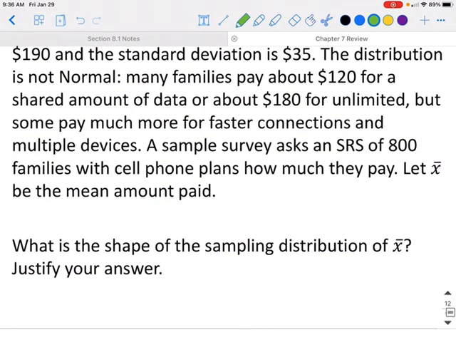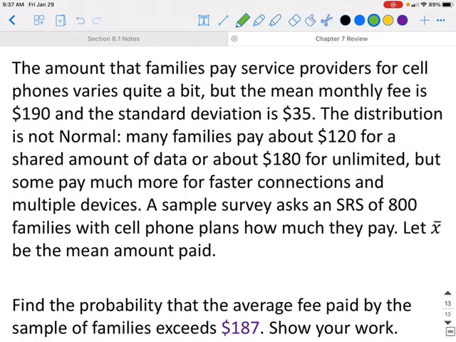What is the shape of the sampling distribution of X bar, and justify your answer? Since our sample size is well over 30, we can say that the shape of our sampling distribution of X bar would be approximately normal because of the central limit theorem. So even though the population distribution is not normal, as long as your sample size is greater than 30, because of the central limit theorem, the sampling distribution will be approximately normal.